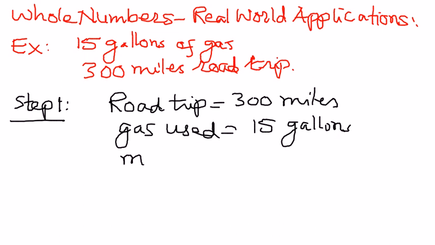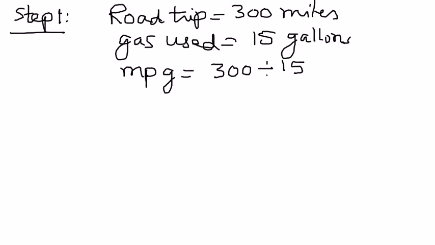which is also sometimes represented as MPG, miles per gallon. What do we do? We take the number of miles we traveled and then divide it by the amount of gas we have consumed, where the amount of miles we traveled is 300 miles, and the amount of gas we've consumed is 15 gallons. When we do that, we're going to get the number of miles per 1 gallon. So this is a direct division problem.